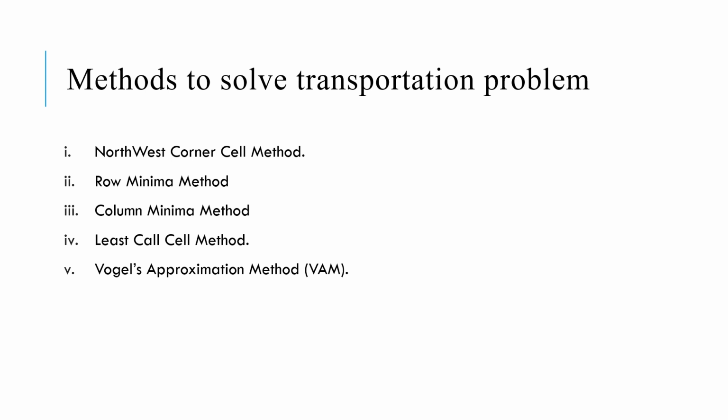Methods to solve the transportation problem. First is northwest corner cell method. Next is row minimum method. Another one is column minimum method. Least cost cell method, and last one is Vogel's approximation method.